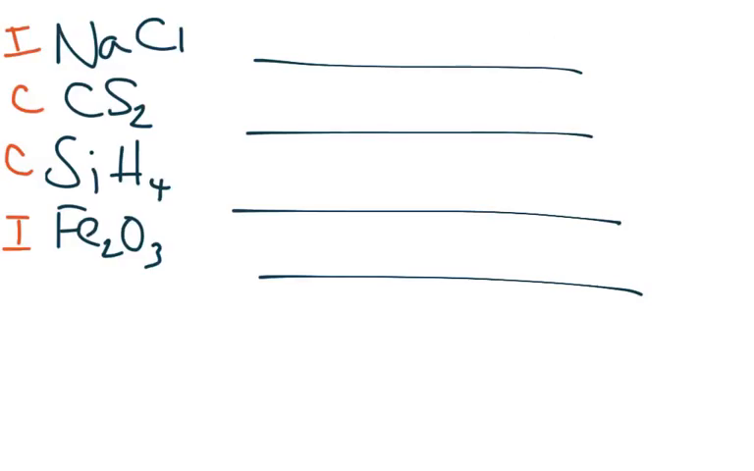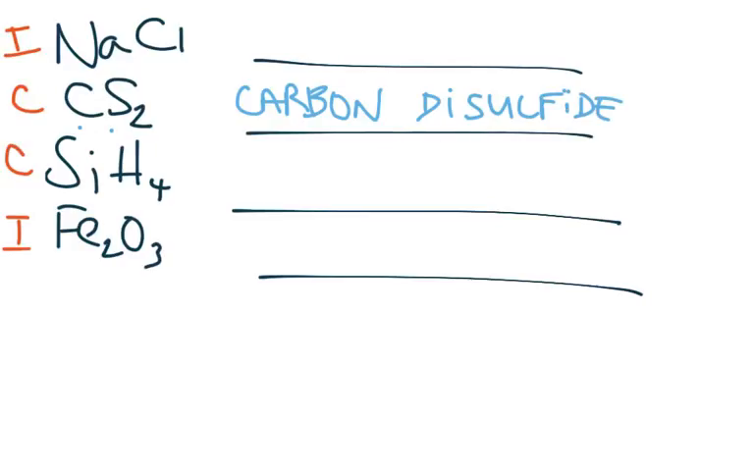So going back, CS2. Well, the prefix on the first one would be mono, except I have to remember I don't put mono on the first one, so that's carbon. And then I've memorized the prefix for 2 is di, and it still has to end in "ide." So carbon disulfide. Now I've got to do the same thing for the next covalent.